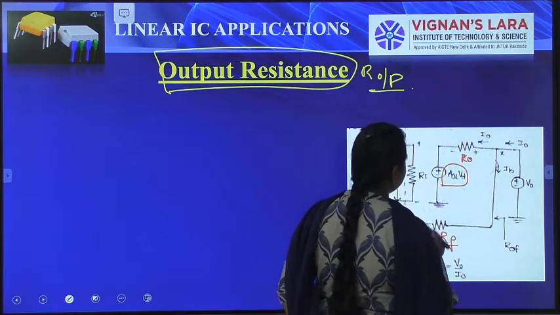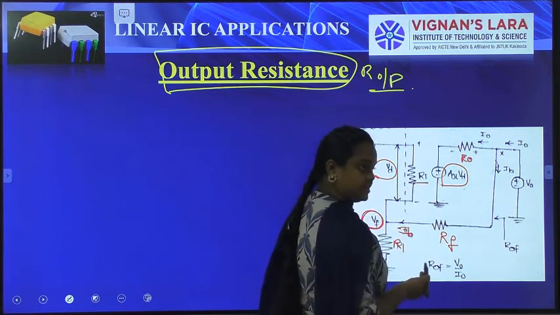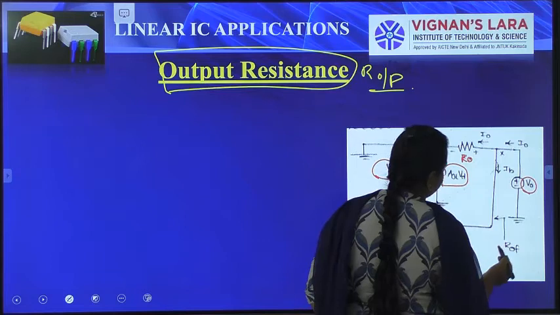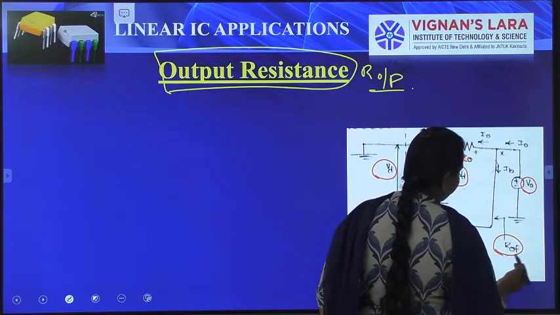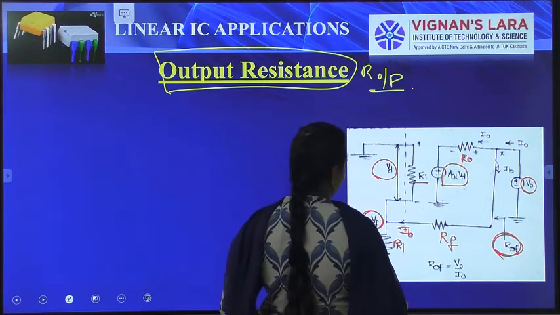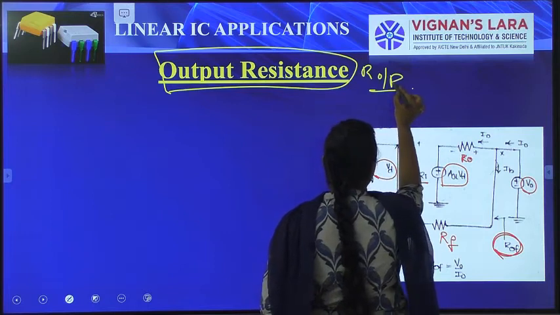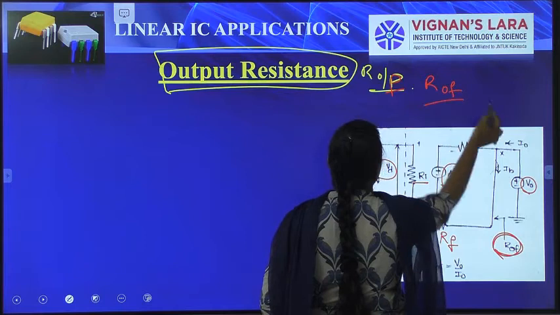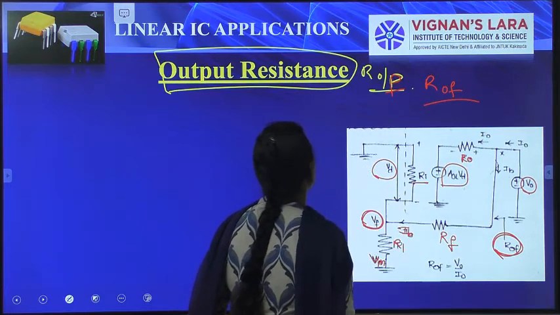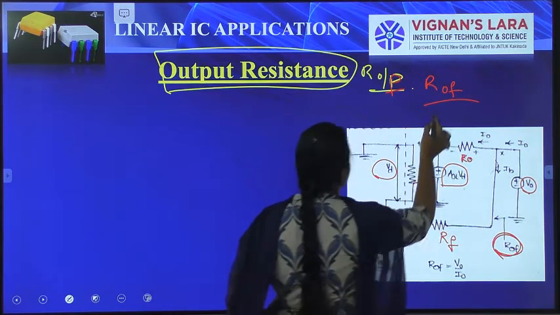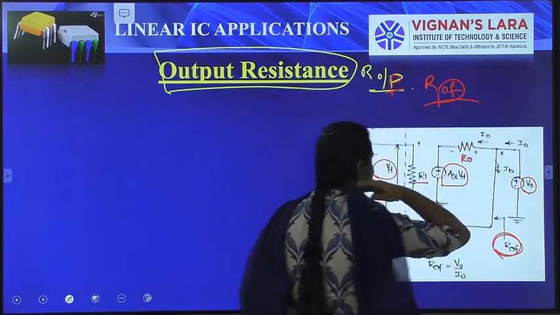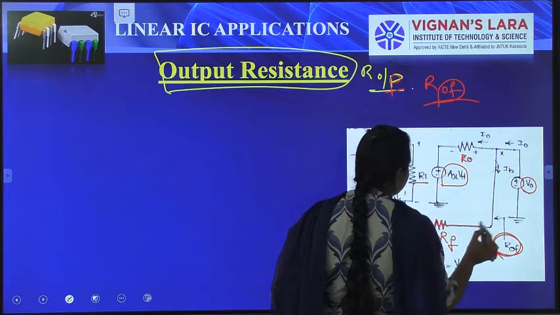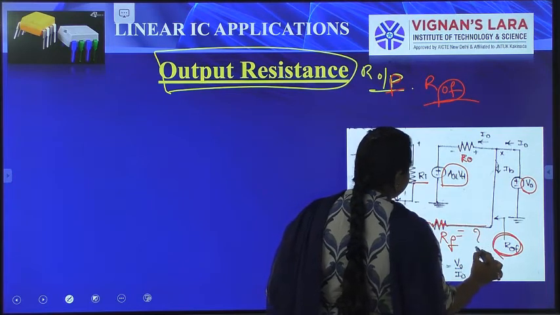You already know about this. Rin is the input resistance, and V0 is the output voltage connected across the output, and the output resistance with feedback is ROF. So here we are going to calculate the feedback output resistance. Okay? This is the feedback network connected across the output. We are going to calculate the feedback output.